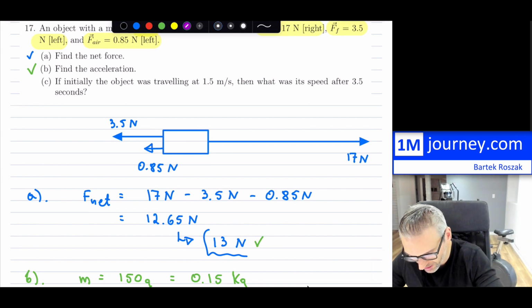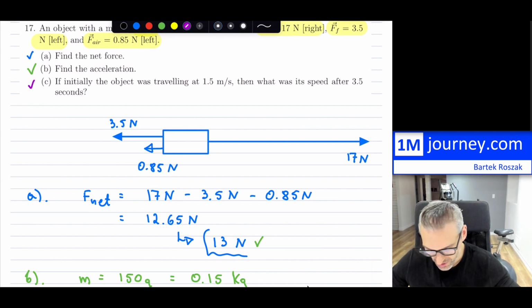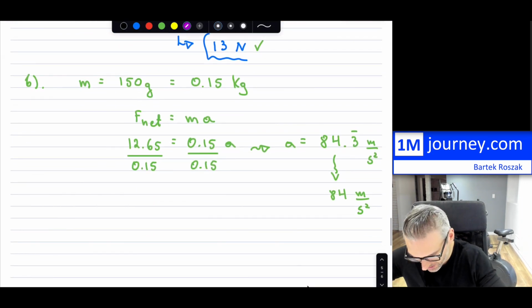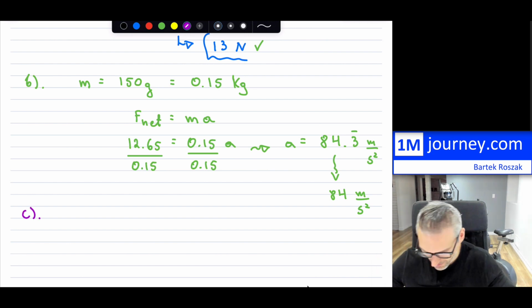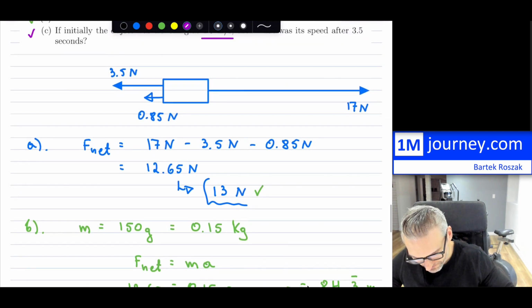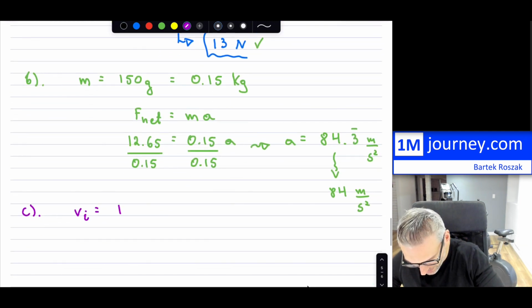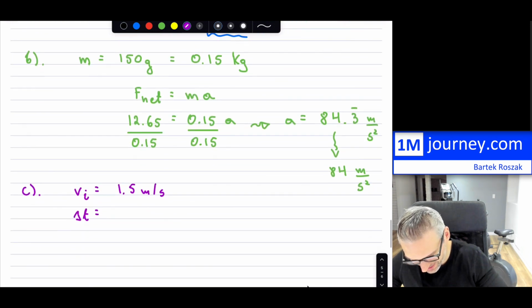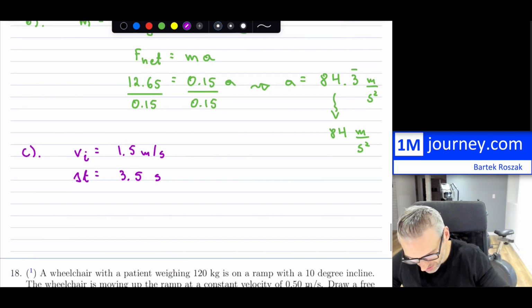Now let's take a look at part C. If initially the object was traveling at 1.5 meters per second, then what was its speed after 3.5 seconds? This one is tying it back into kinematics for us. We have an initial speed of 1.5 meters per second. The time was 3.5 seconds. So this is going to be really speeding after that. And we want to know what the final is.